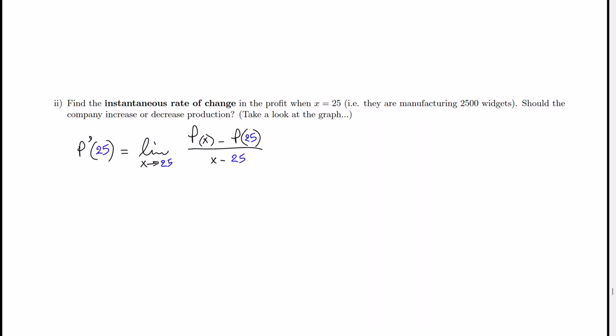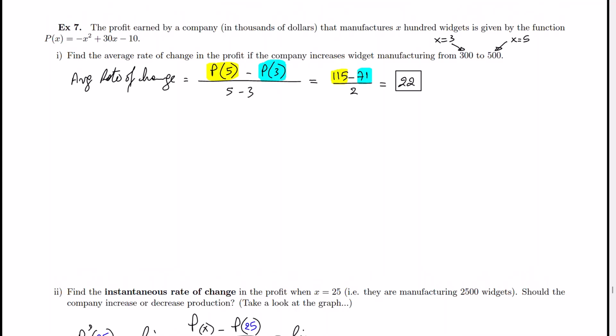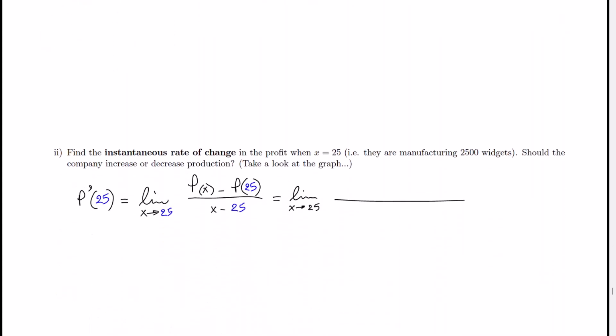Since I did already a problem with h's, let's do this problem with the x's. So anyway, this is the limit as x approaches 25. And first things first, I'm supposed to write the p of x. P of x is the function itself, so I'm just going to copy it down. Negative x squared plus 30x minus 10. So that's what I get for finding p of x. Actually, I didn't find it. It was just given to me. I just had to copy it down.